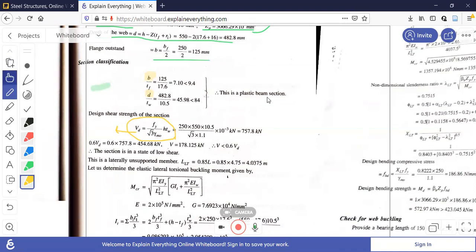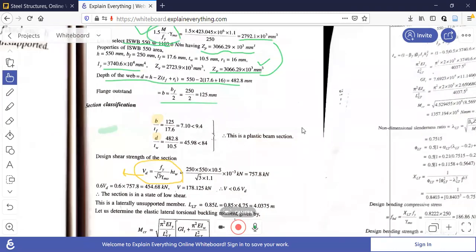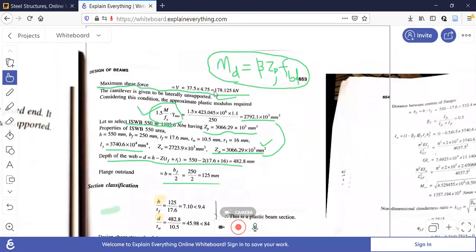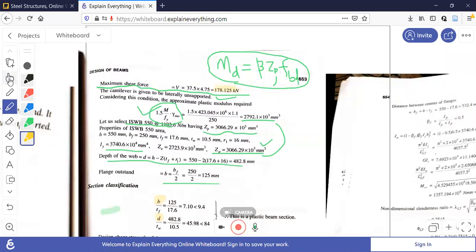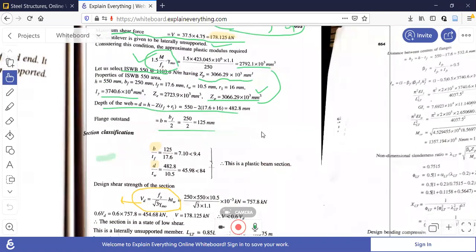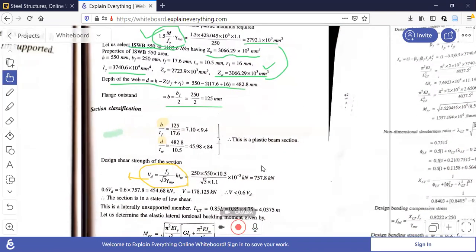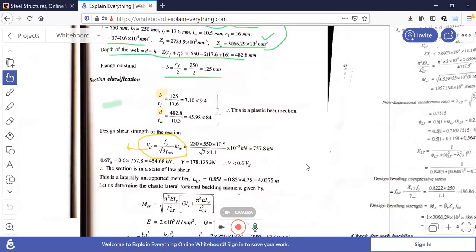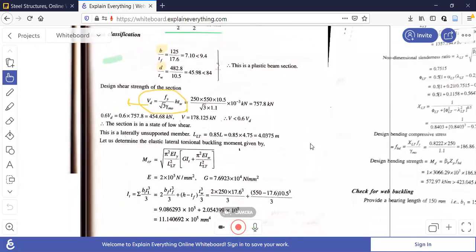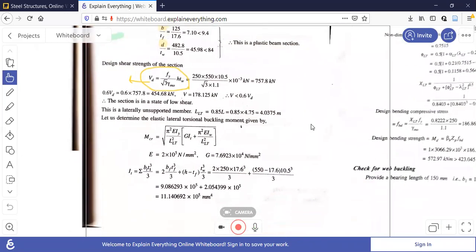We can say 60% of that we calculate. 60% should be more than 178 point. You can see this 178 point, this value. I think I can follow this one. This has been done in the 6th sem also. So 0.6 VD should be more than, this is 454, which is more than that. So it is safe. The section is in the state of low shear.